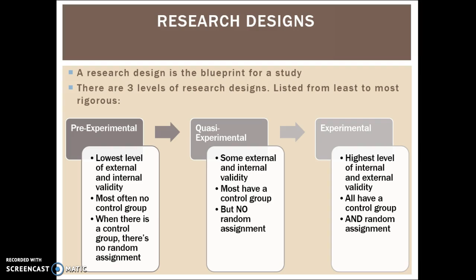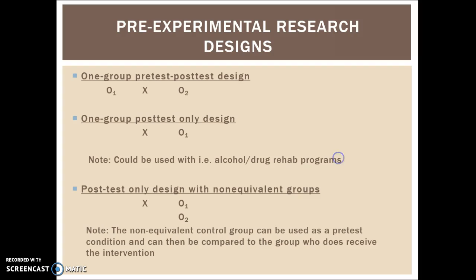Again, this shows you three groups of research designs: pre-experimental being the least rigorous, quasi-experimental being in the middle, and experimental being the most rigorous. Now we're going to go into more detail about each of those. I'm going to give you specific examples of research designs in each of those three categories.